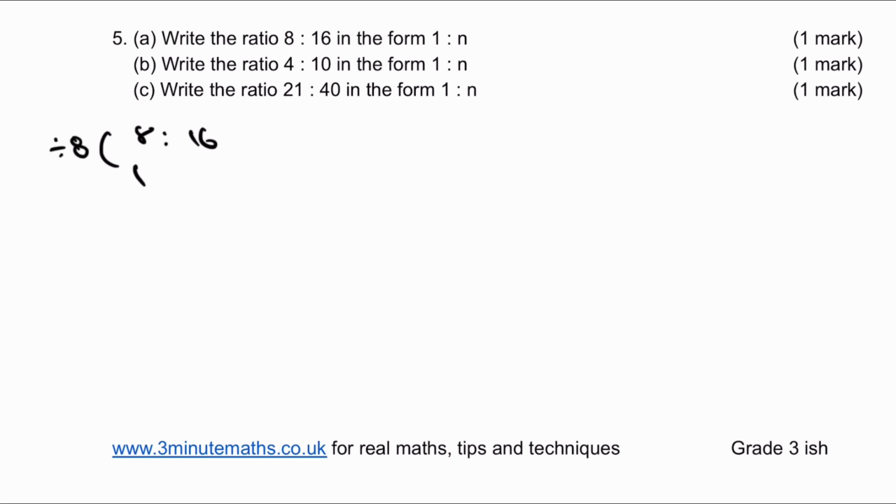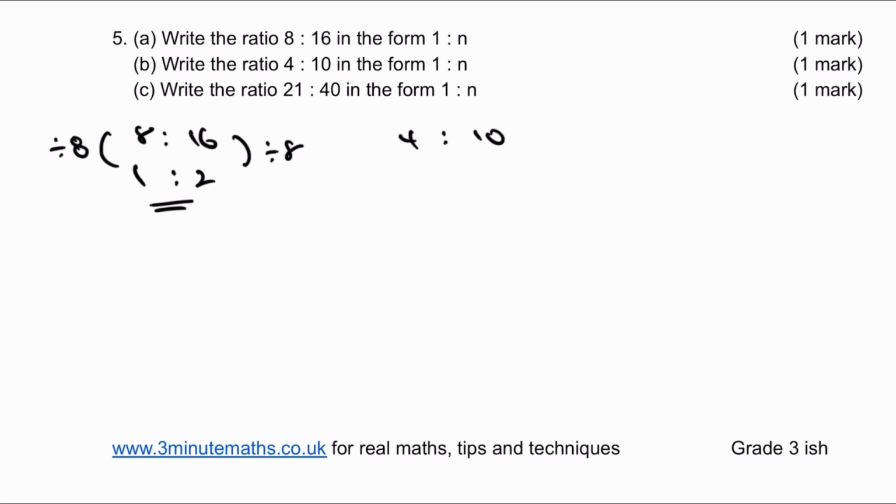So therefore 8 divided by 8 is 1. So I need to divide 16 also by 8. So my answer then is 2. So my answer to 5A is going to be 1 to 2. Okay, let's have a look at 5B. Well, that's 4 to 10.